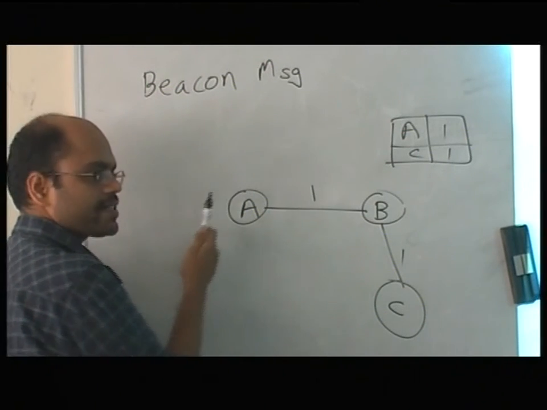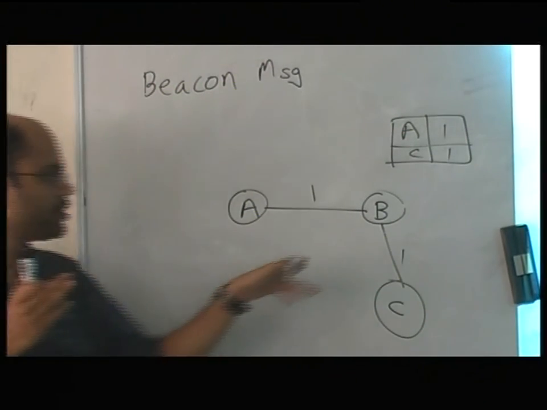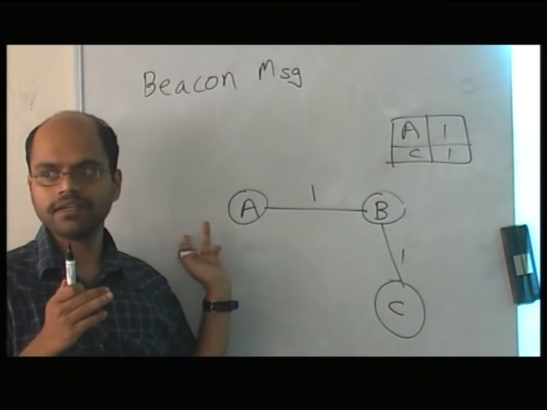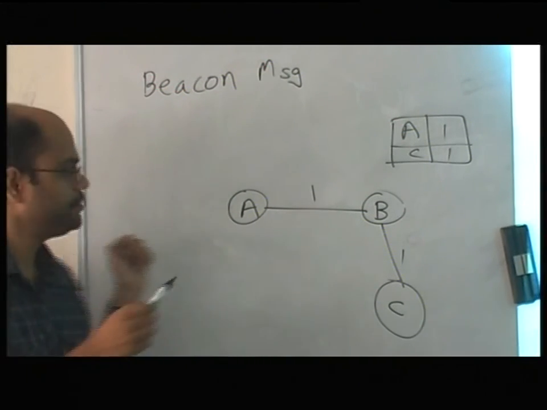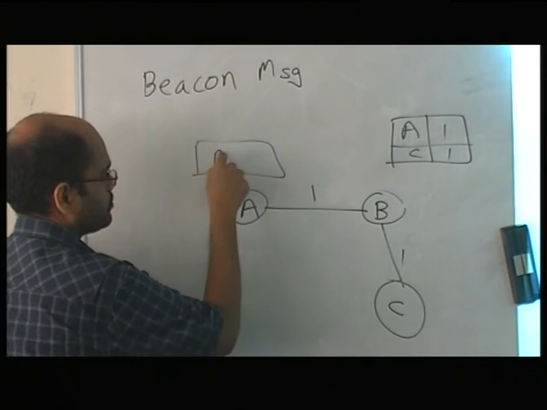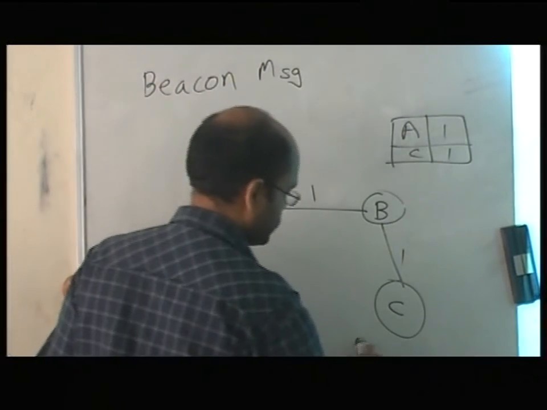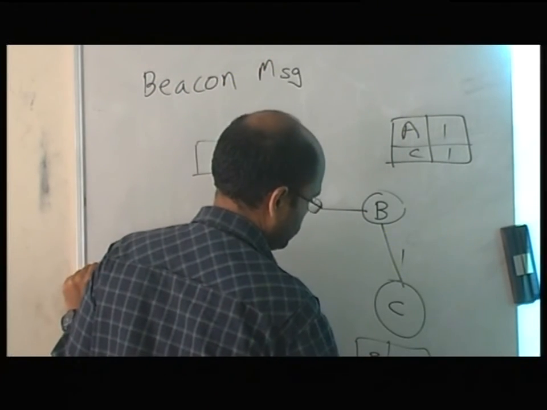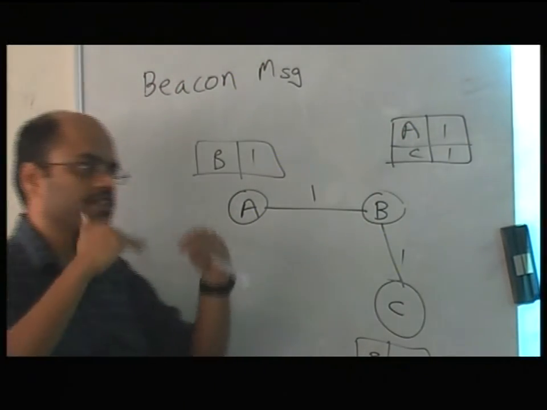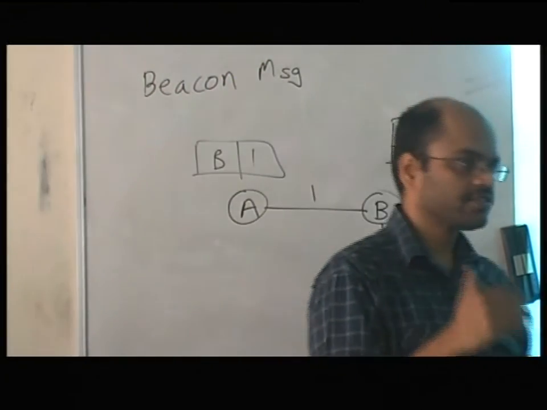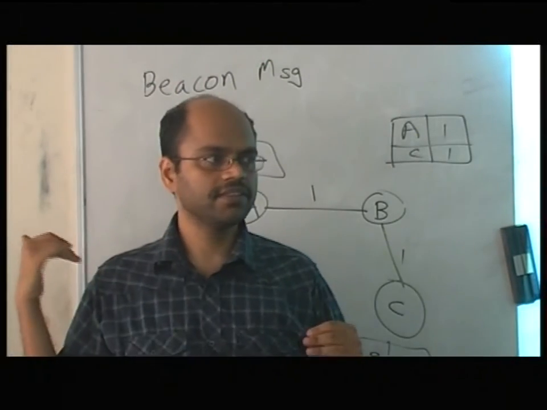So what will A say now? I have given you the message that B sends. What will be the message from A? B and 1, right? So this is our first iteration.